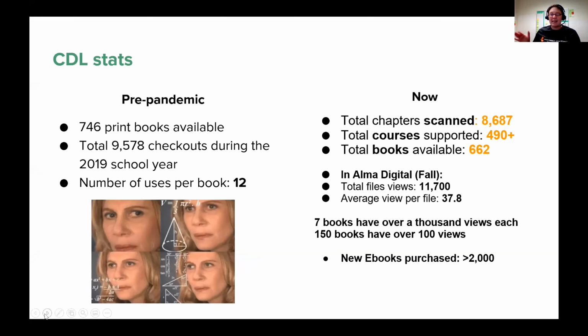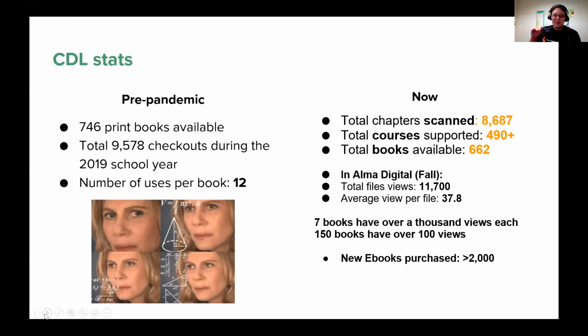Since the pandemic started, and this is actually about month-old data, I haven't run recent numbers, we've been able to scan 8,687 chapters, supporting over 490 courses. There are 662 books available, and those have received a total of 11,700 views, for an average of about 37.8 views per file, with over 150 books getting over 100 views each. And that's in addition to being able to print licensed ebooks.